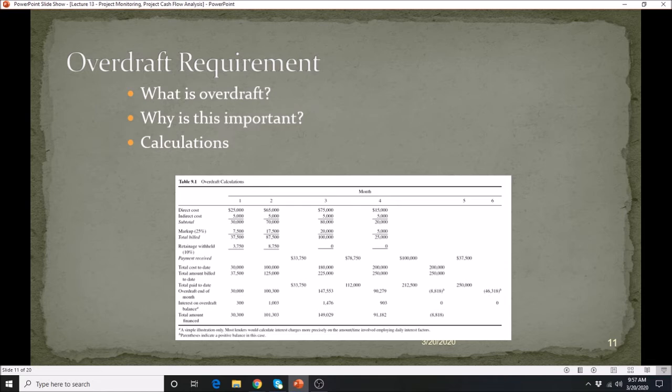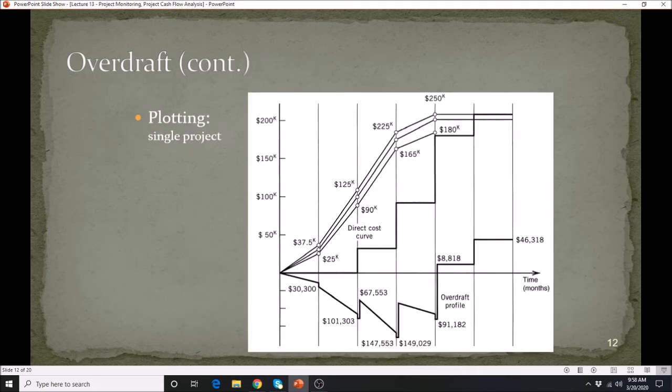Okay, so again, what is overdraft? Overdraft is the maximum amount that you're looking at to borrow from a lending company. So why is this very important? Well, you need to make sure that you have enough money to support the expenses of your ongoing project. Okay, so make sure that you have the resources to help you make the operation run smoothly. Okay? All right, so the calculation is very simple. You just need to download that format that you have in Blackboard, the Excel format, okay?